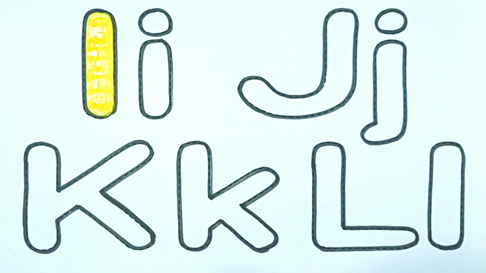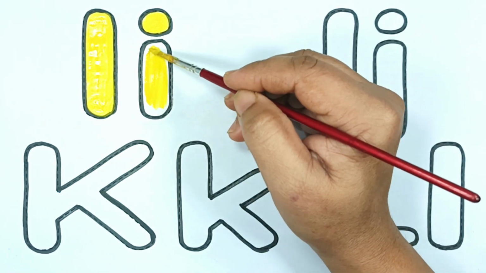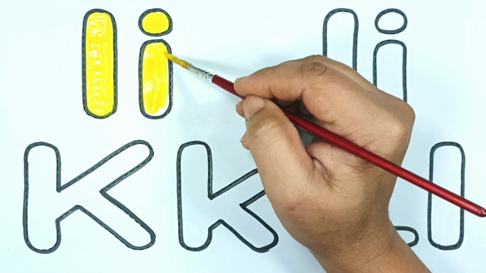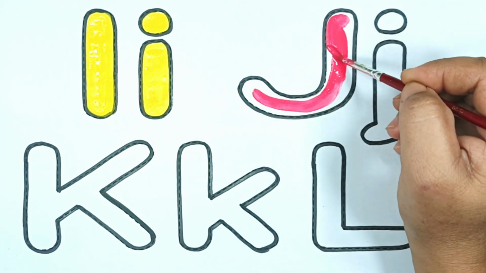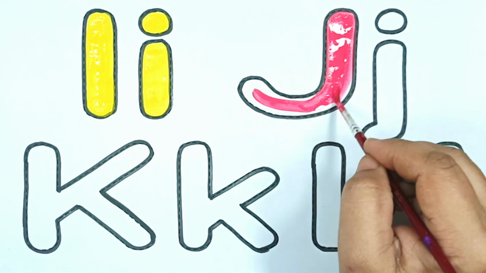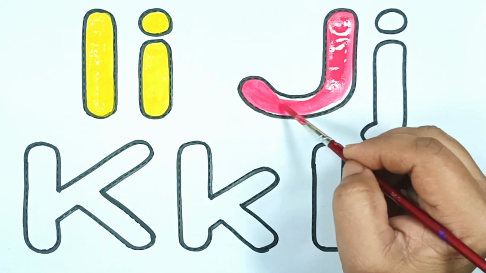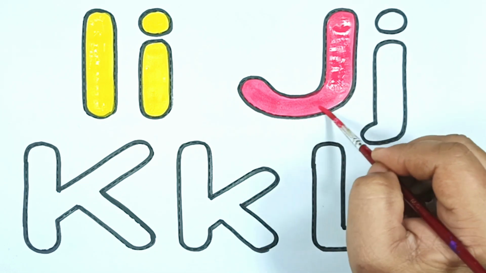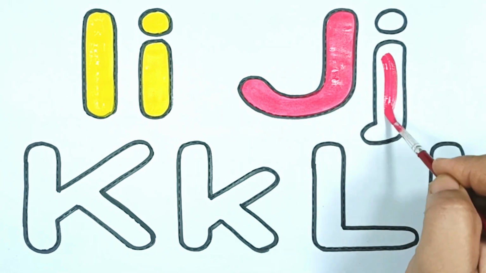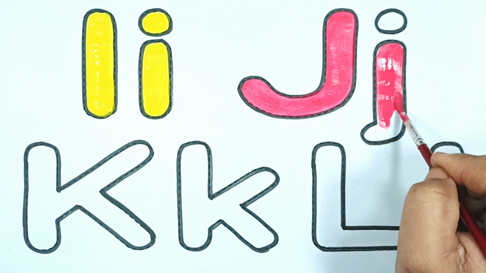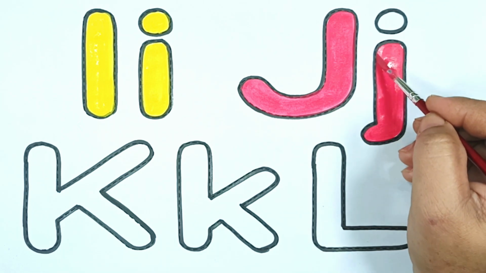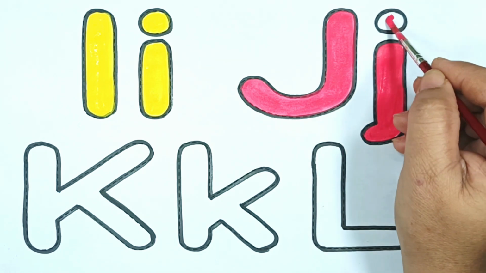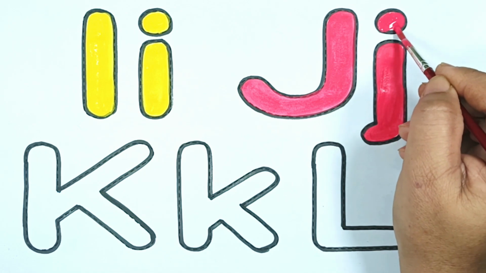I for Indian. I for igloo. J for jam. J for juice.